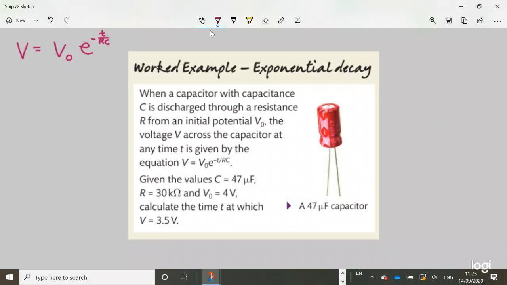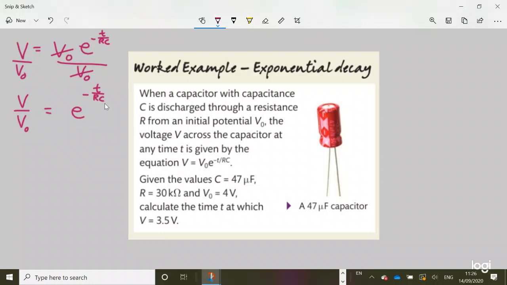Okay, so I'm going to divide by V naught this side, and divide by V naught this side. So V naught and V naught cancel out. So V over V naught is equal to e to the minus t over RC. I wouldn't take ln straight away because I'm a little bit worried here, because I've got a negative index.